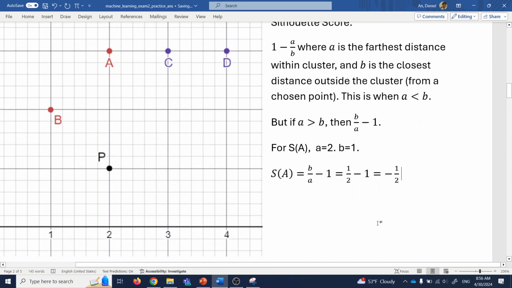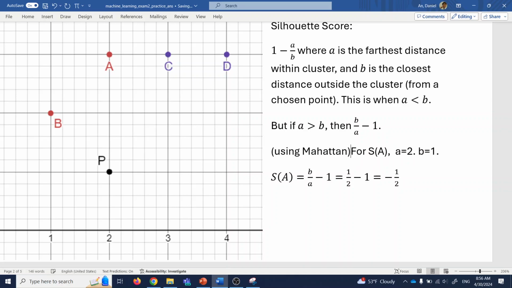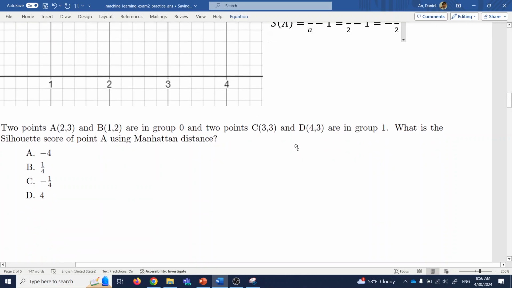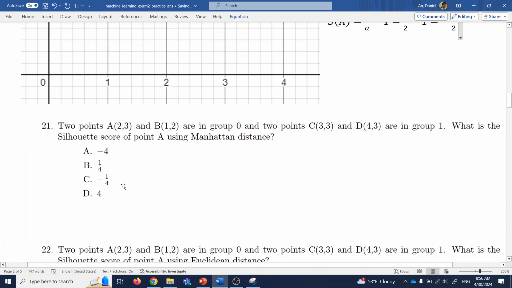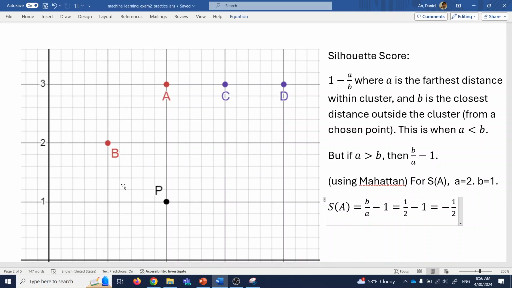How about if you use Manhattan distance, okay? What if you use Euclidean? Let's think about that. So by the way, I think I made a mistake here. These should be 2. The next question is Euclidean. Just a minute. Silhouette score. Maybe I'm supposed to use the farthest. Let's see. Just give me a moment.